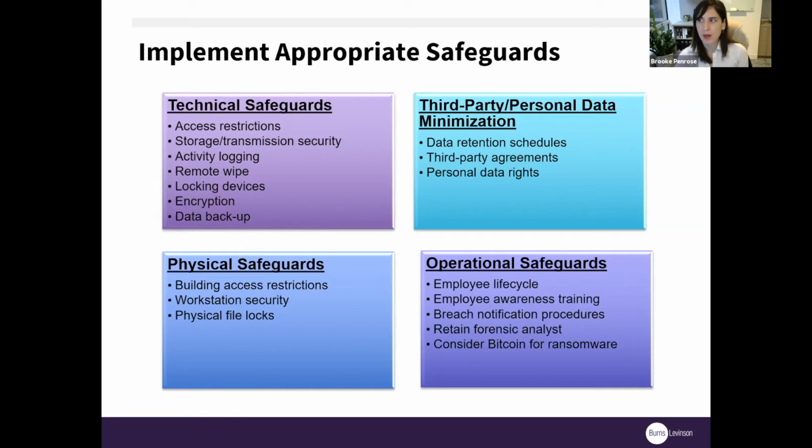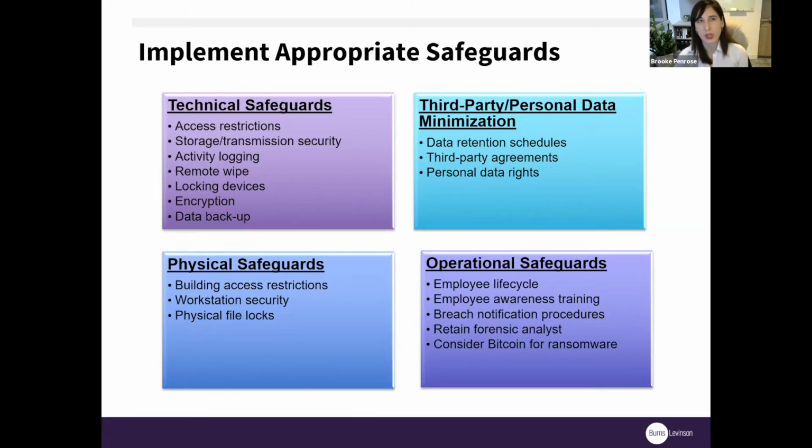Finally, this last topic on third-party and personal data minimization. To the extent you hold information and data that really isn't entirely the organization's, whether that's personal information or information that you are keeping on behalf of your clients, it may be helpful to approach it with more of a less is more. Don't retain that information unless there's a really useful purpose for it.